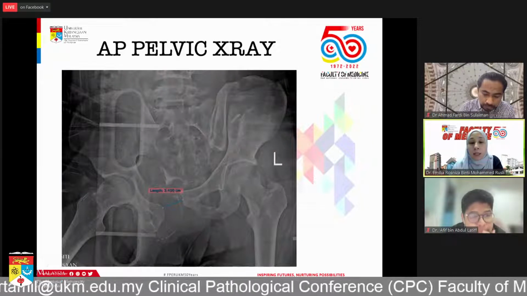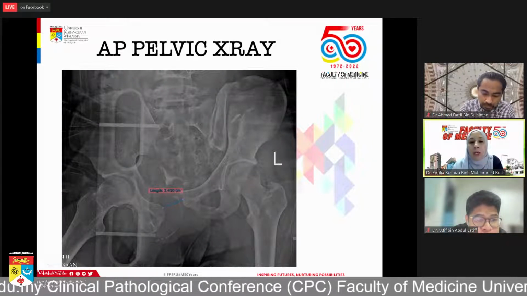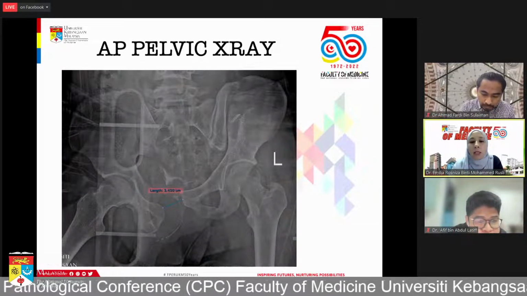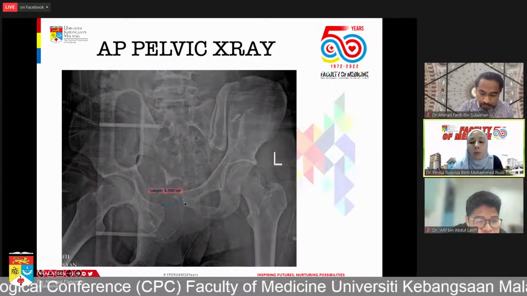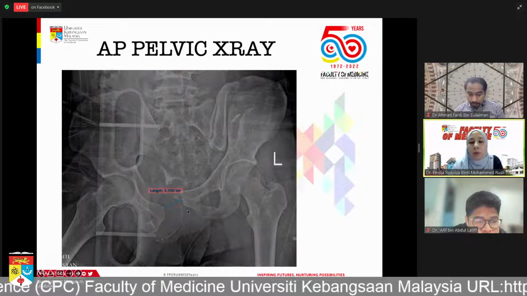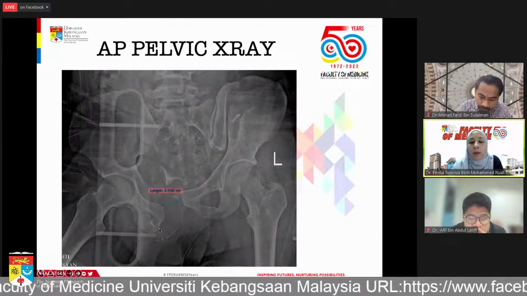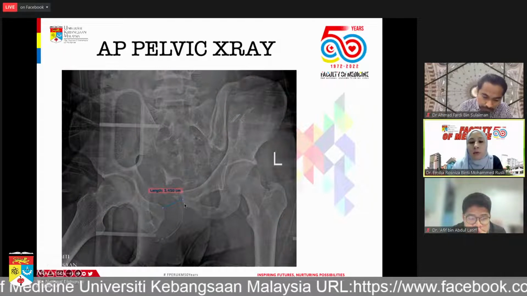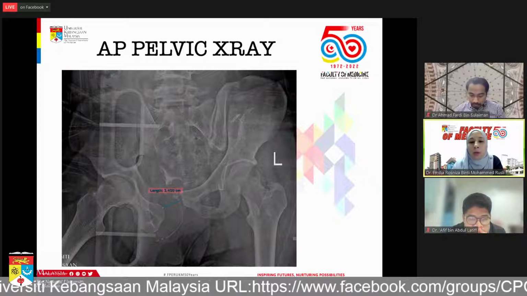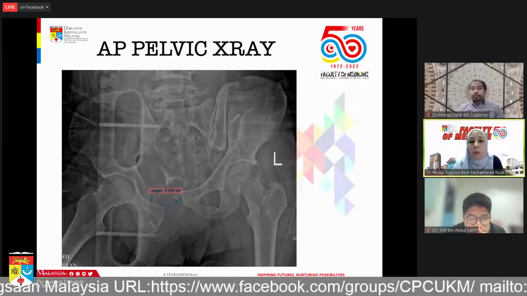So in this patient that was presented earlier, this is the X-ray of the patient. The most striking feature that you can see is that there is widening of the pubic symphysis. Widening of the pubic symphysis of more than 10 millimeters is called pubic diastasis. And when there is pubic diastasis, you have to examine the sacroiliac joint, because if there is widening of the sacroiliac joint, it indicates there is an open book fracture.